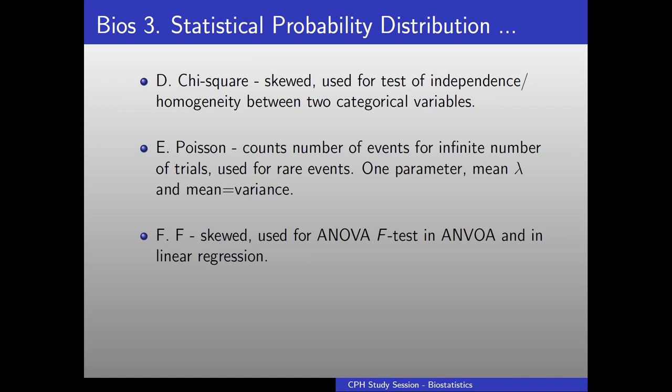The other application for the F distribution might be to test equality of variance. So you have two populations, and you may want to test an equality of variance between those two distributions. An F distribution can be used for such a test as well.